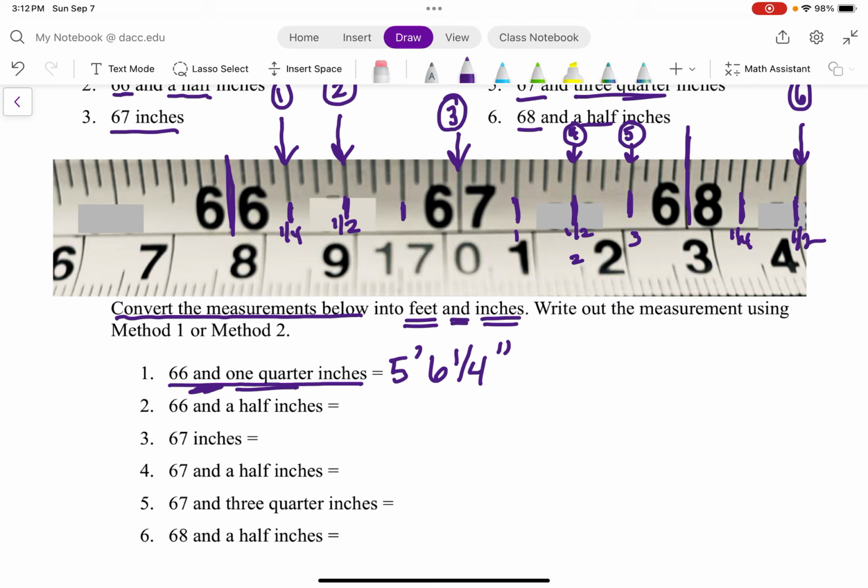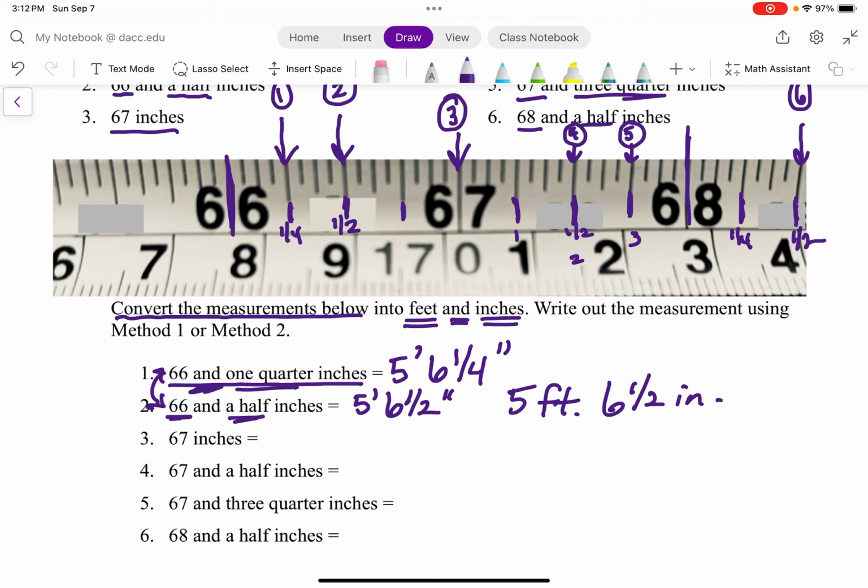So we have 66.5 inches. So 66, it's the same as what we got before. We know that that's 5 feet 6 inches, but now we have a half. 5 feet 6.5 inches. And you could write it as method 1 if that makes more sense to you. Either one is fine.